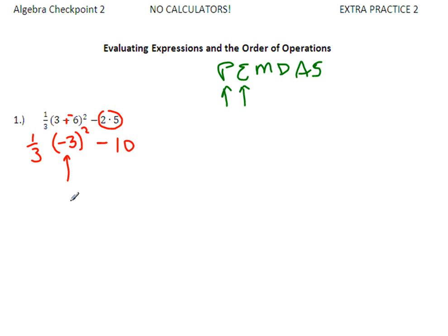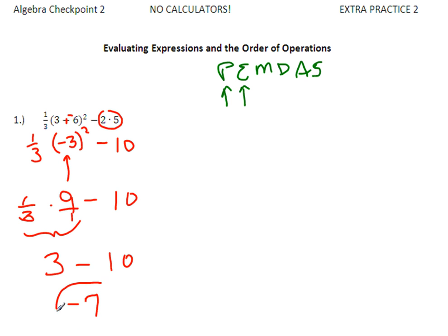This part of it here is positive 9. Negative 3 times negative 3 is 9. And then I'm just going to bring down the 1/3, and I'm going to multiply. So a third of 9, or a third times 9, is 3, but you can just put that over 1 if you want to multiply straight across and get 9 over 3, which is 3. And then 3 minus 10 is negative 7.